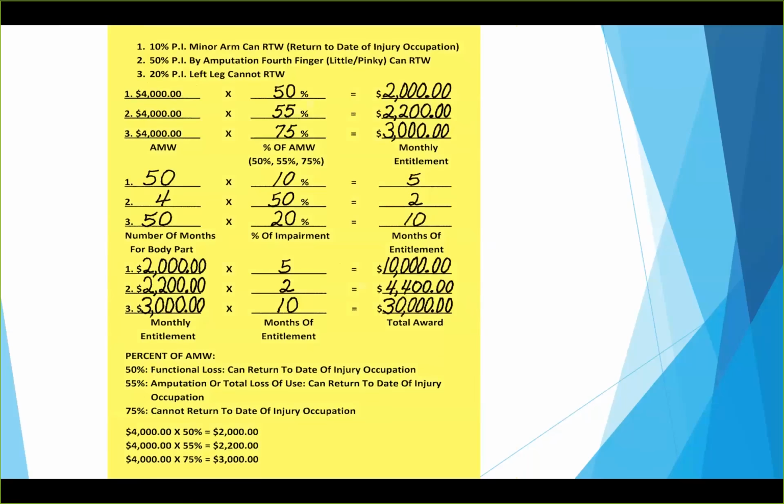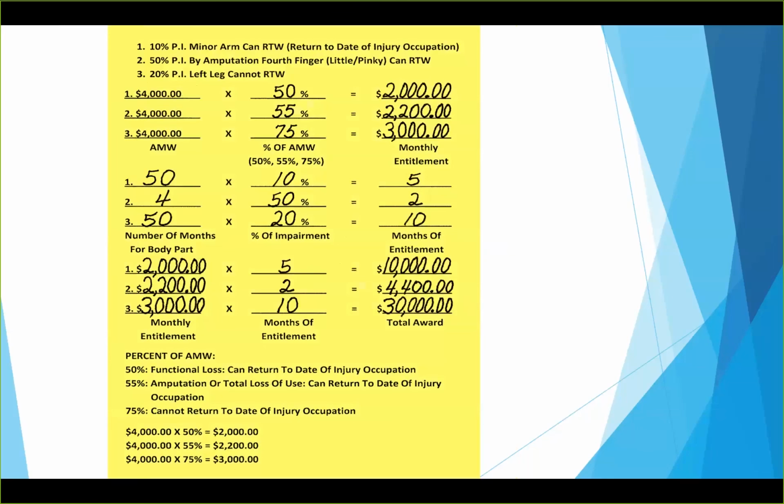All right, I hope that all of you got the answers correct as they are now on the screen. We're going to go over them together now. For number 1, the 10% permanent impairment of the minor arm, injured worker can return to his date of injury occupation. Average monthly wage on all three of these examples is going to be set at a nice even $4,000.